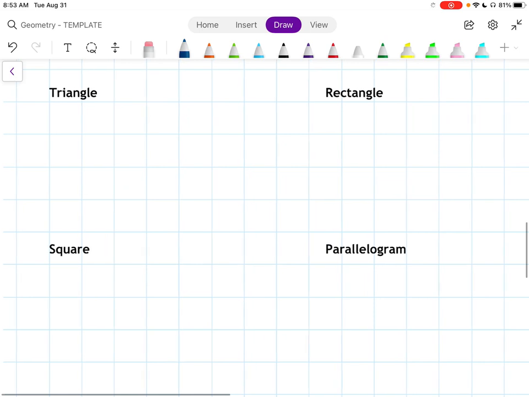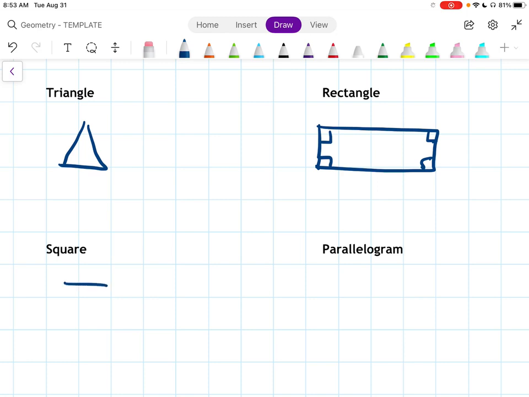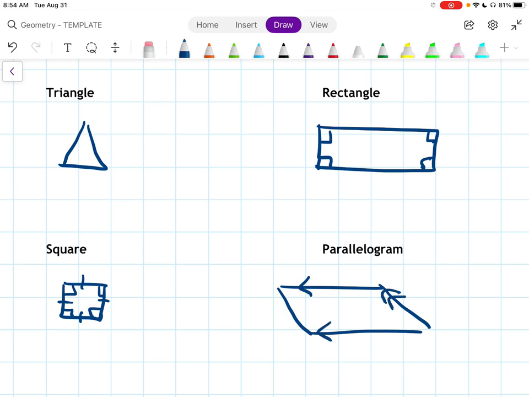Now we have some special shapes that we want to look at. We have a triangle, a rectangle, a square, and then a parallelogram. A triangle, hopefully we all know a triangle. Whenever we find the perimeter, we just measure how long each side is. For its area, we need the height and the base, and the area is 1/2 base times height.